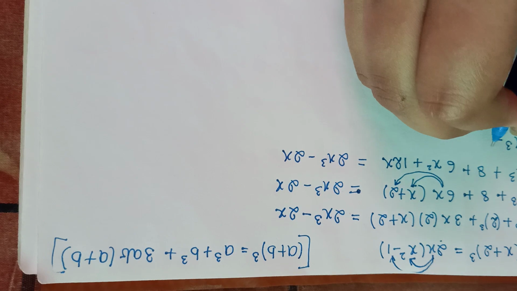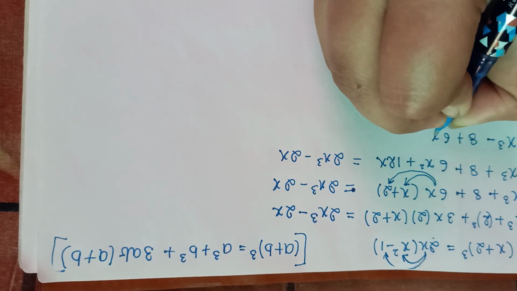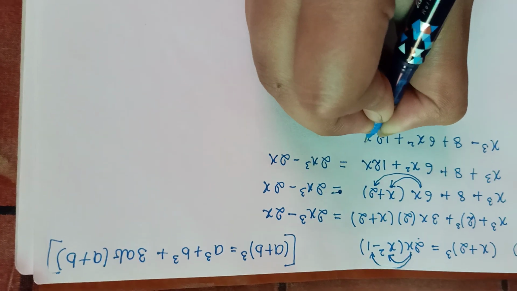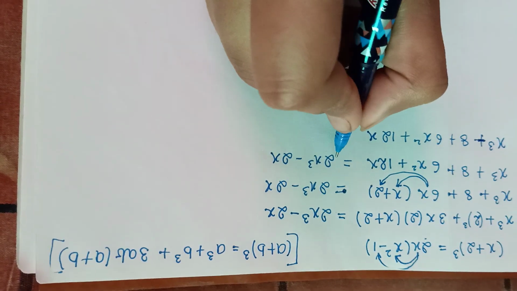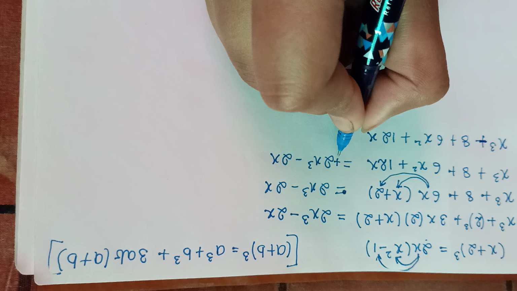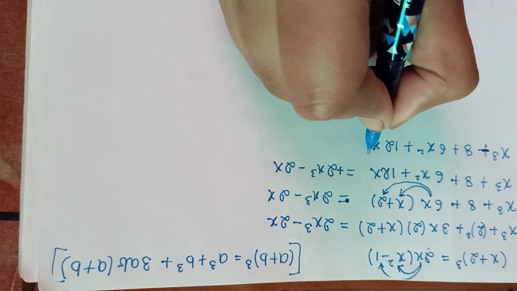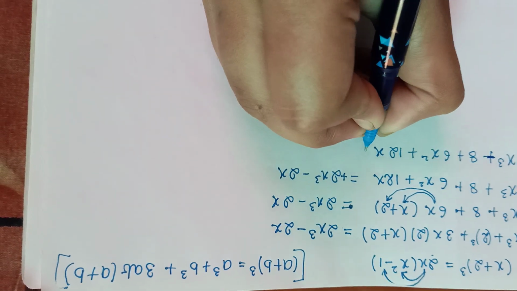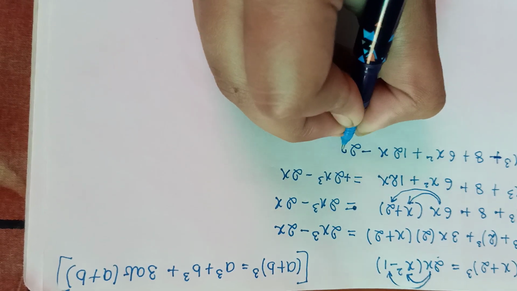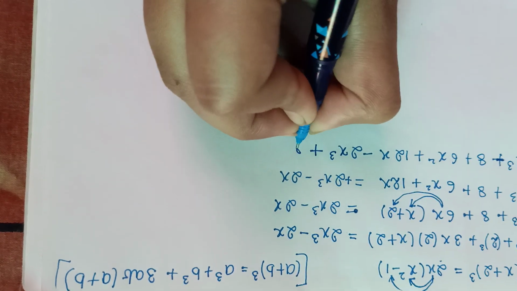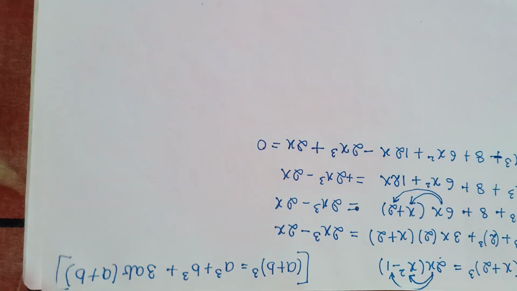x cube plus 8 plus 6x square plus 12x. It's plus 8, sorry. And now we have to change the sign also whenever we are just shifting towards the left hand side. So the sign changes and it becomes minus 2x cube plus 2x equals to 0.